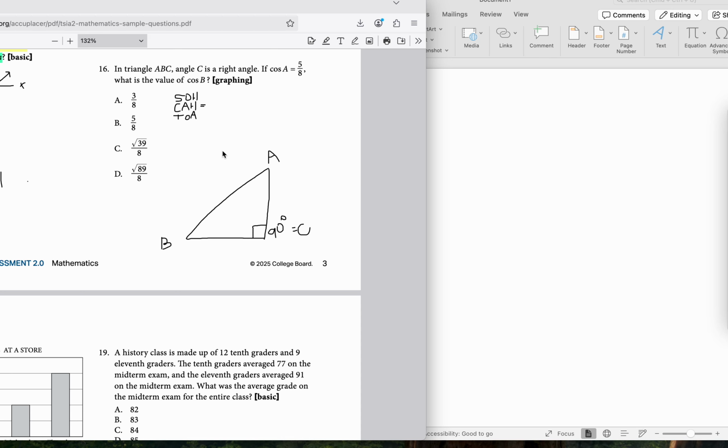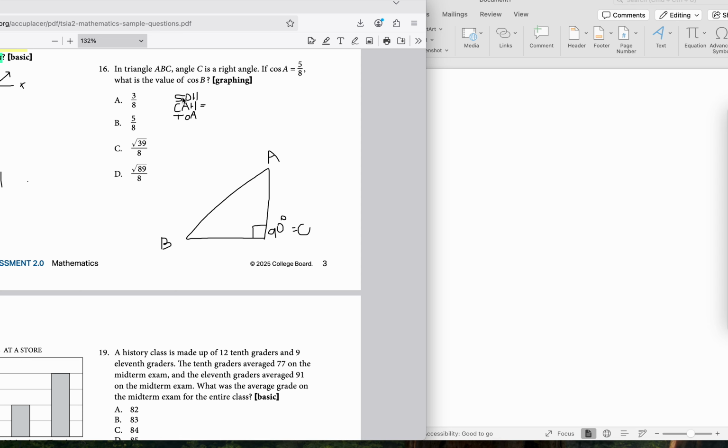Let's take a look at 16. Number 16 says, in triangle ABC, angle C is a right angle. So angle C is 90 degrees, a right angle. If the cosine of A is 5/8, what is the value of cosine B? And so you'll need to know what SOHCAHTOA is.